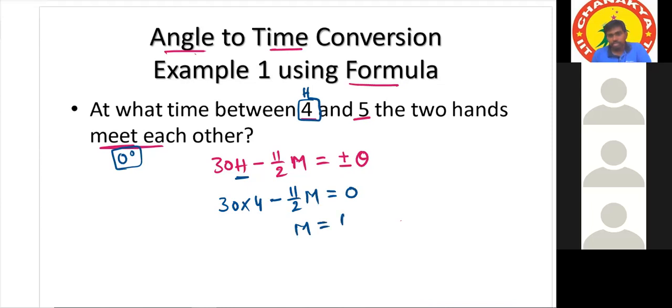120 minus... This is 120. Directly we can do 11 by 2, so 120 into 2 by 11. Yes or no? Yes, sir. On this side it is 11 by 2, so when it comes to the right side it will be 2 by 11.